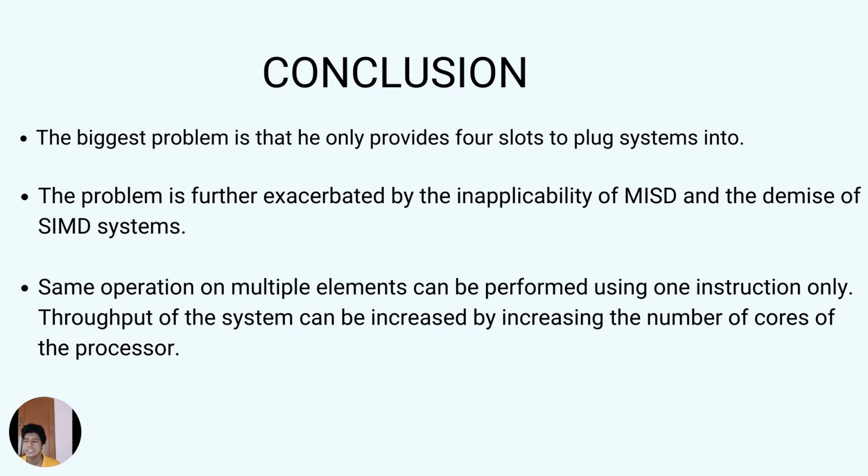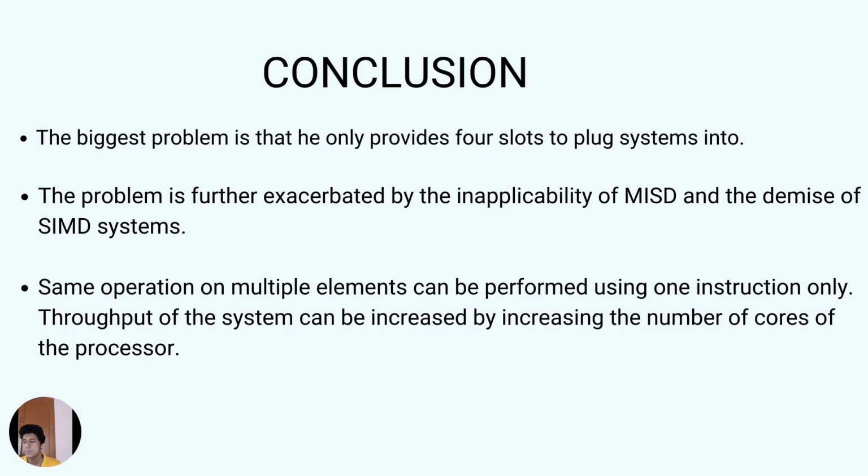The problem is further exacerbated by the incapability of MISD and the demise of SIMD systems. Now, SIMD systems are very useful, but actually they are not used nowadays. It is mainly because of different classifications brought after Flynn's taxonomy that led to the complete overturn. But we can say Flynn's classification is the base of everything. But there are many different useful ones, like you can say Duncan's classification. Many different types of taxonomies have come after Flynn's taxonomy, which are actually used nowadays. But this is the basics, like we say about a von Neumann architecture.